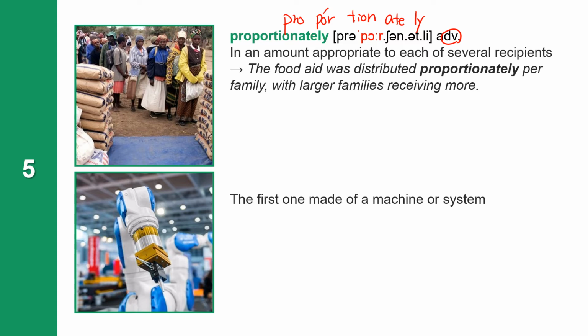Proportionately. The next one: the first one made of a machine or system. The first one made of a machine or system is prototype. Prototype is a noun and it has 3 syllables. P-R-O-T-O-T-Y-P-E. Accent on the first syllable, pro.